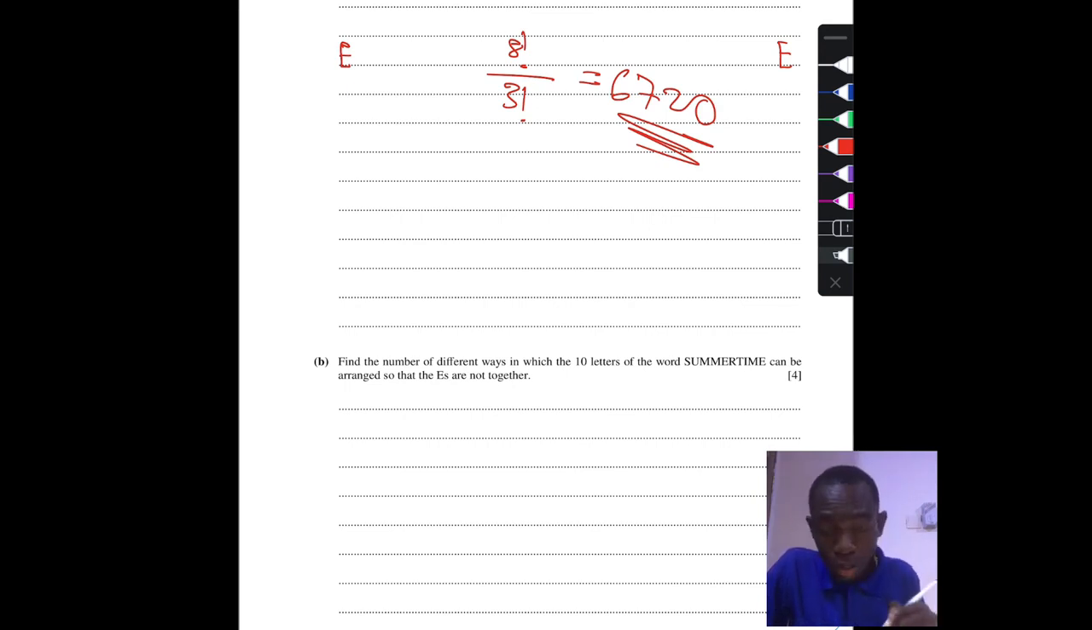Now, the E's are not together. So let's talk about the ones that can be together, okay? Let's arrange those ones. After that, we split the E's. That's the idea. So we can have S, U, M, M, R, T, I, M, okay? Now, let's put dashes starting and ending. So we have dash, dash, dash, dash, dash, dash, dash, dash, dash.